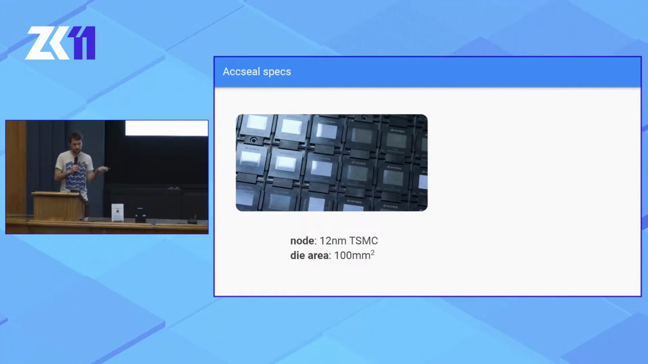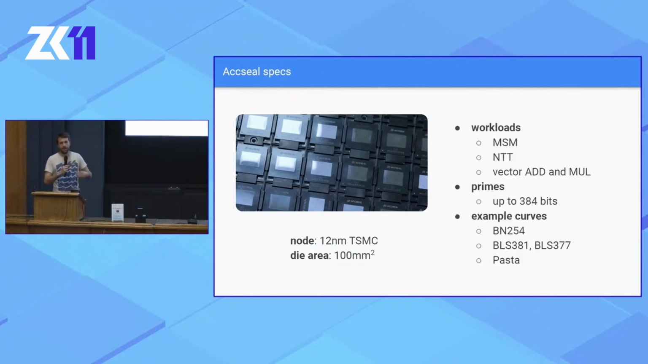And this chip is a fairly fancy chip, right? It's a 12 nanometer TSMC chip with die area roughly 100 square millimeters. And what it does is basically acceleration of certain workloads. So it will accelerate MSMs and NTTs, and it will also do finite field vector additions and multiplications. And it's programmable to an extent. So it's made out of these 384-bit modular multipliers, and you can basically program the prime and program your fields, but you can also program the curves in the context of MSMs. So for example, it supports BN254, it supports BLS381, it supports the pasta curves.